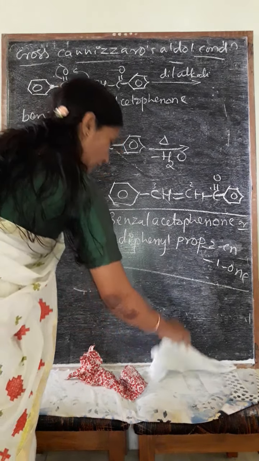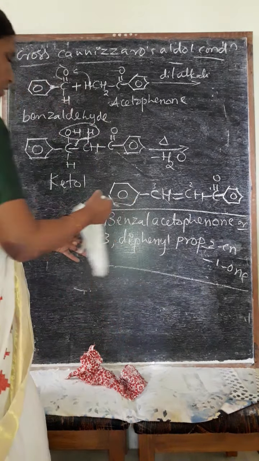Okay. In this reaction, we used one name, that is Cannizzaro. We don't know about that yet. Therefore, what is the Cannizzaro reaction? Let me represent it in detail. That is also a very important name reaction. The Cannizzaro reaction. How is this reaction carried out?